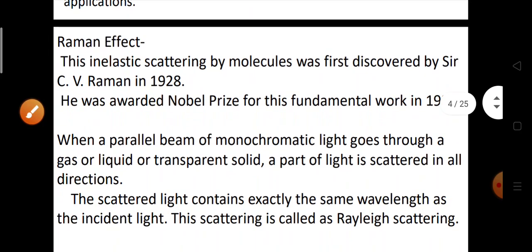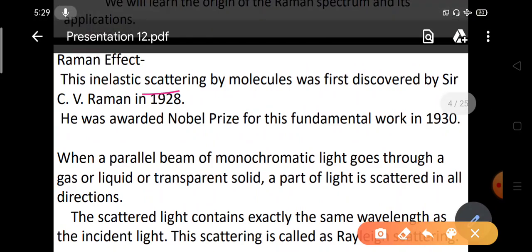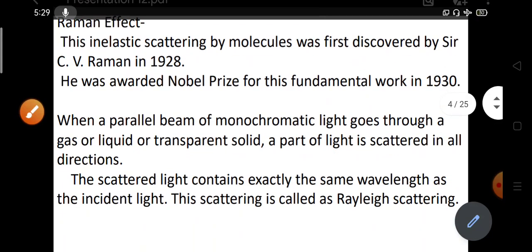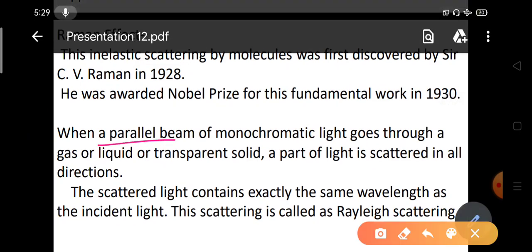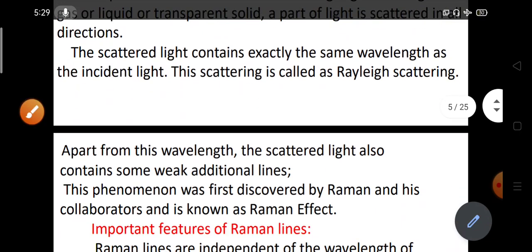So what is the Raman effect? The Raman effect is the inelastic scattering by molecules, and that was discovered by Sir C.V. Raman in 1928, and he was awarded the Nobel Prize for this fundamental work in 1930. Now what did he observe? When a parallel beam of monochromatic light goes through a gas or liquid or transparent solid, a part of the light is scattered in all directions, and the scattered light contains exactly the same wavelength as the incident light, then it is called Rayleigh scattering.